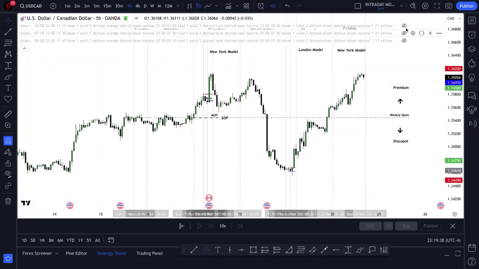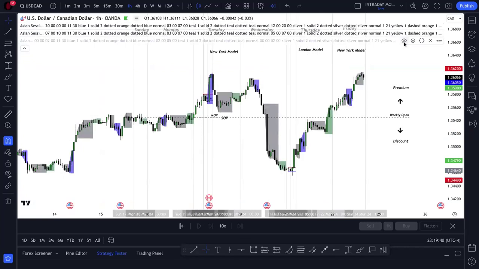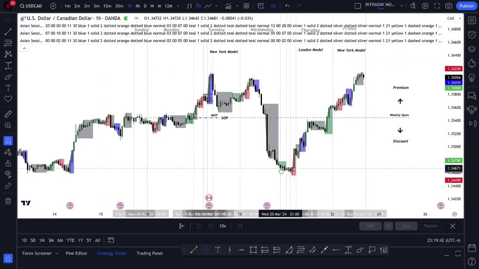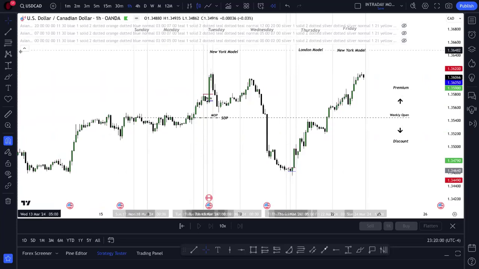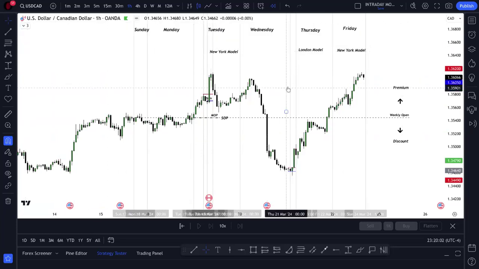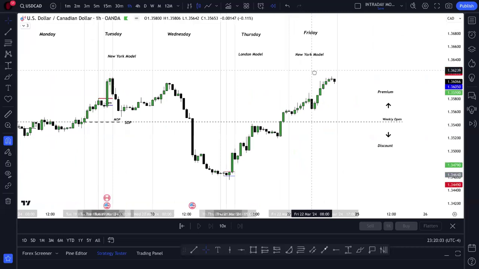Let me see. Here, here, here. Yep. Accumulation, Asian session. Look at the green. Manipulation, down below the Asian session low. Runs up. New York session, retracement, distribution. Continues higher. AMD. Man, what a trade. That was so cool. That was a nice one.